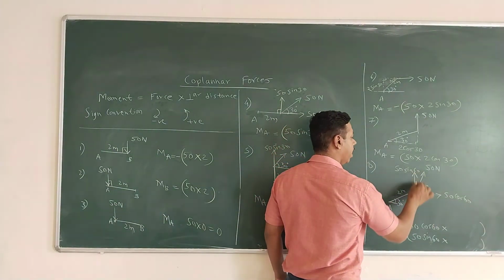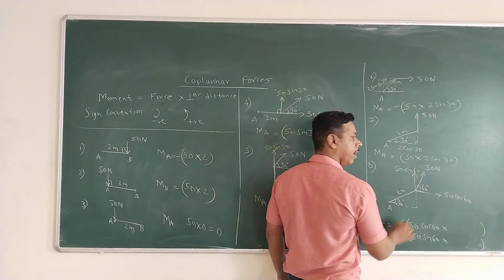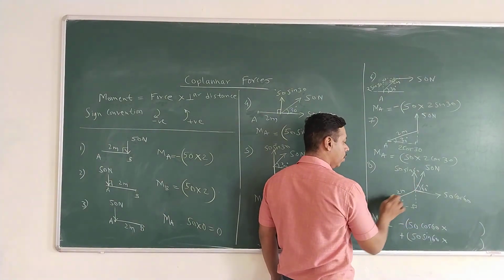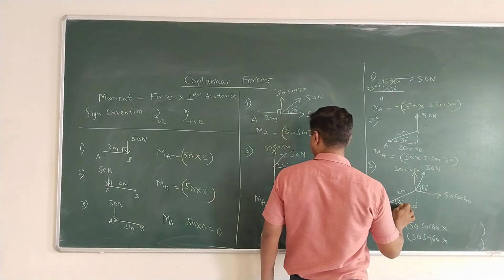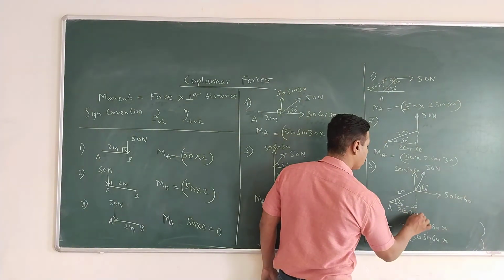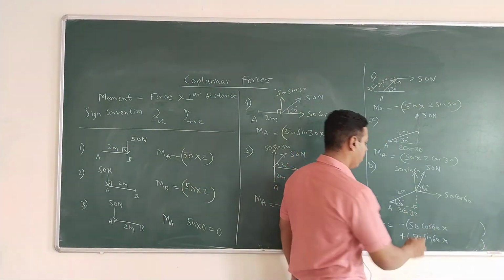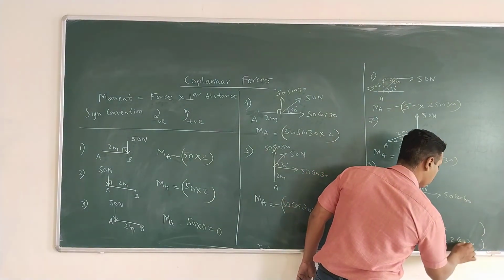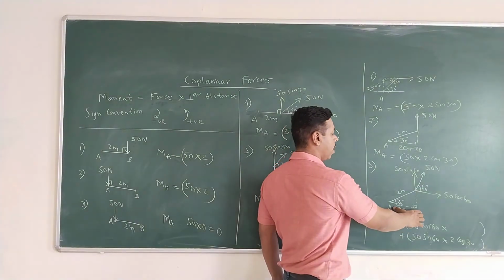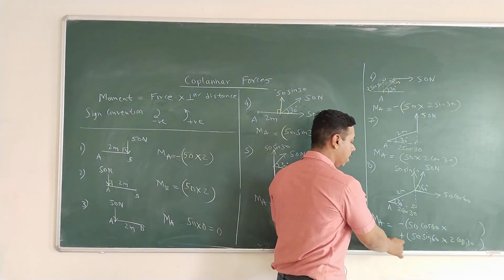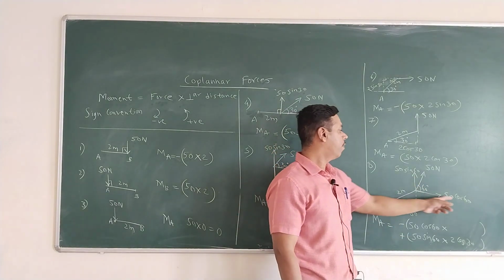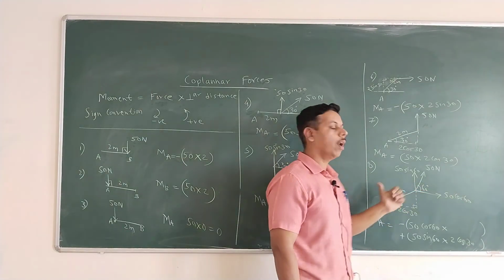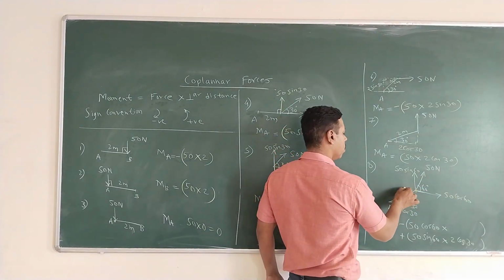50 sin 60 is a vertical force, extend it in the downward direction, and this is the force, this is the perpendicular distance. You know the hypotenuse, you know one angle, so this will be 2 cos 30. Okay, so 50 sin 60 into 2 cos 30, and this force is traveling in anti-clockwise direction, so it is positive. And last, 50 cos 60, this is a horizontal force. You can shift it to the right or left, but A is on the left side, so shift it on the left side.